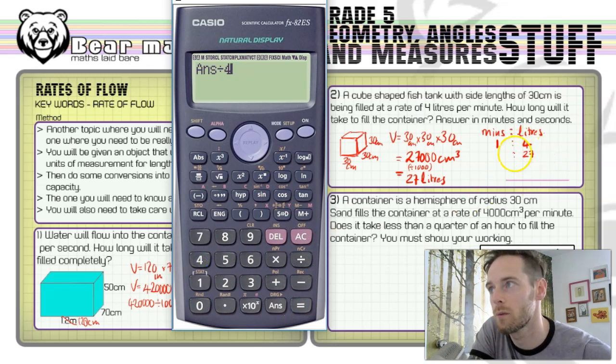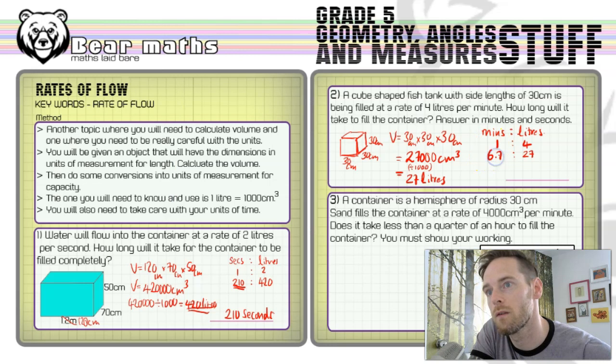Okay, 27 divided by 4 is going to give us 27 over 4, which is 6.75. Take the 1, multiply it by 6.75. 6.75. Okay, there's our answer. That's how many minutes it takes, but we want it in minutes and seconds.